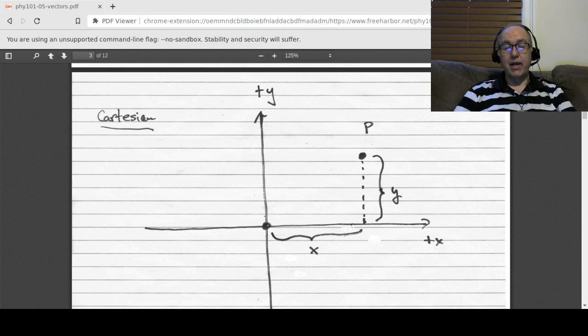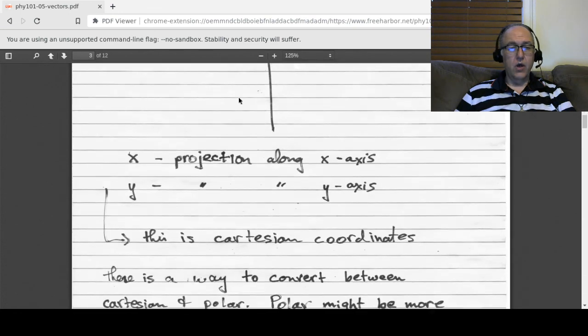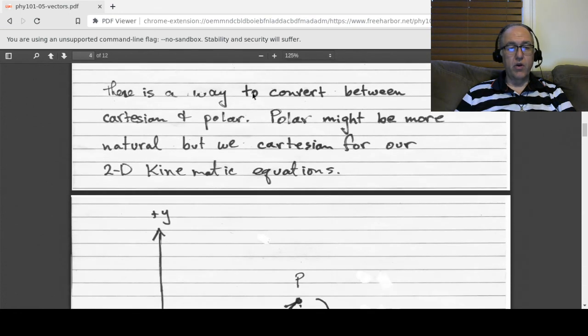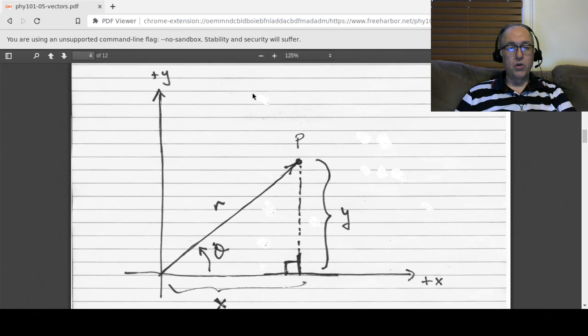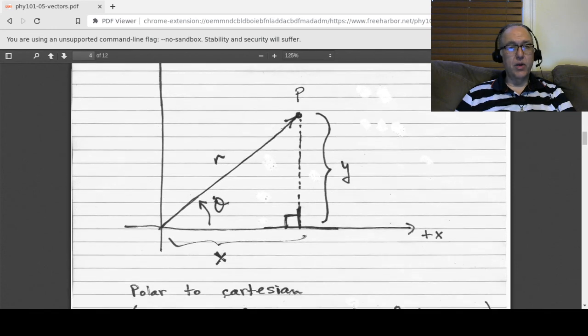So in the 2D kinematic problems that we're going to be doing, you're going to be forever converting between Cartesian and polar and Cartesian, okay? It isn't that bad, so let's go through that next, okay? So how do we convert between polar and Cartesian coordinates?